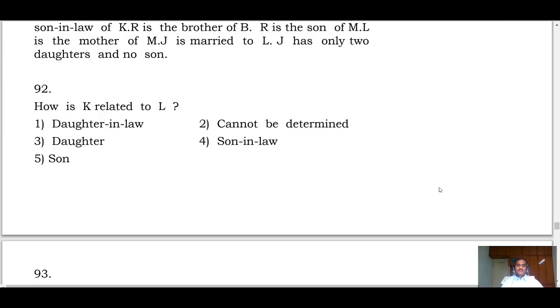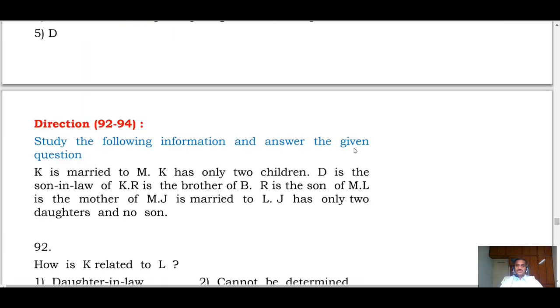Then 92 to 94 are based on blood relations. K is married to M. K and M are a married couple. K has only 2 children, who are siblings to each other. D is the son-in-law of K, which means K's daughter's husband is D.